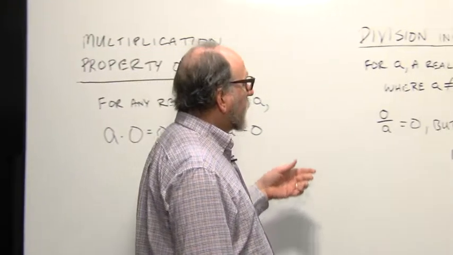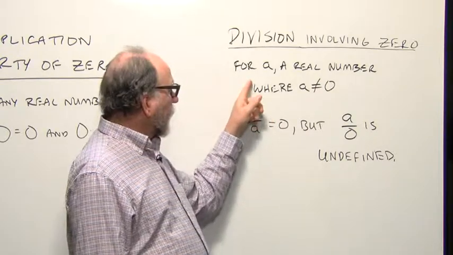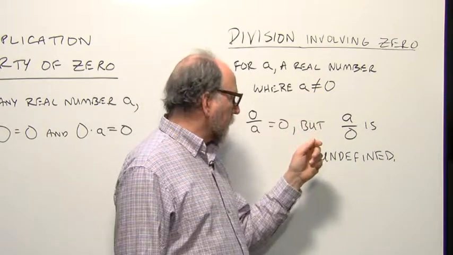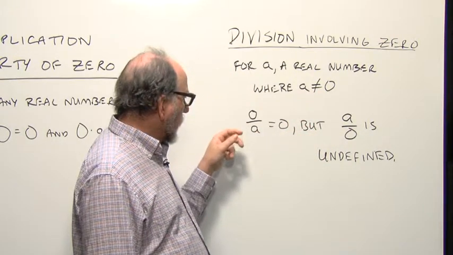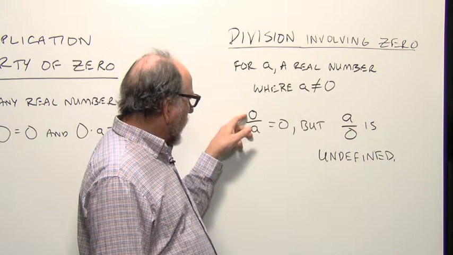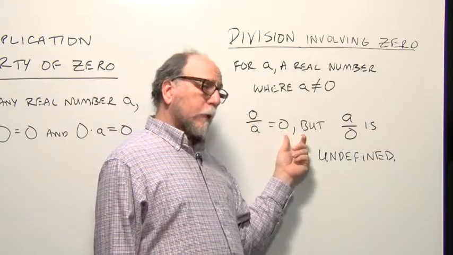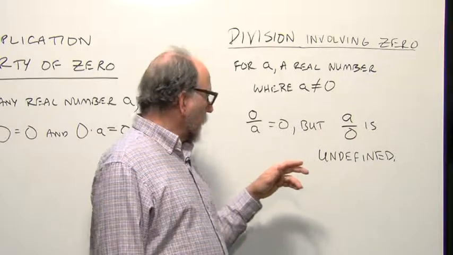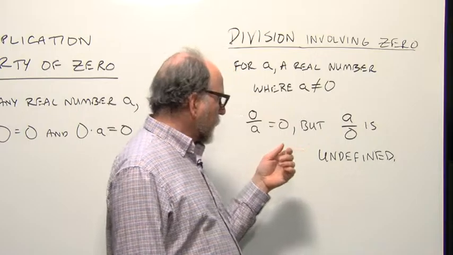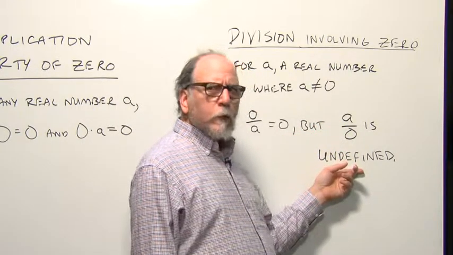On the other hand, division involving 0 is tricky. For a real number a, where a is not equal to 0, a can't be 0 or this won't work either. And I'll show you why in a second. If I divide something into 0 that's not 0, you can get an answer of 0. That's fine. Because a times 0 is 0, that multiplication property we just went over. But if I divide 0 into a, we call that undefined. We can't get an answer.